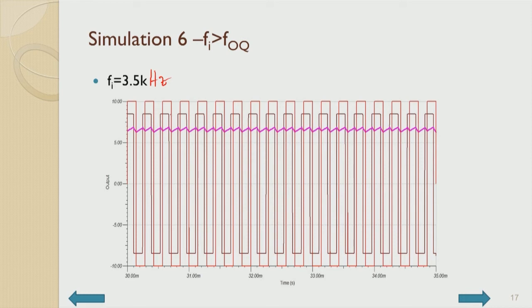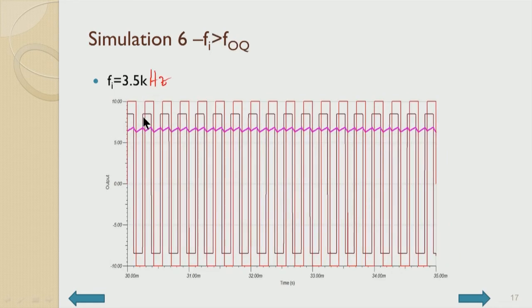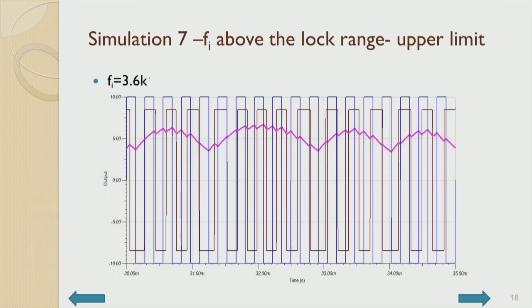From the 90 degree quiescent, it is coming to be in phase, going towards 0 phase, right? Output, input, sorry, input and output. So again, at Fi equal to 3.6 kilohertz, this is 3.5, just 3.6 kilohertz, it has gone out of lock. So this is again the beat frequency. It has come back to the free running frequency, right? And it is producing the beat frequency around the free running frequency this way.